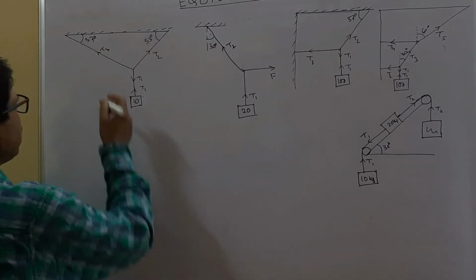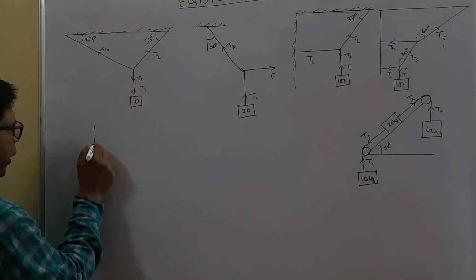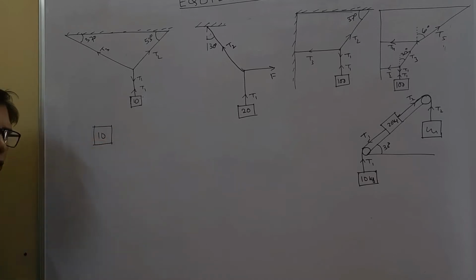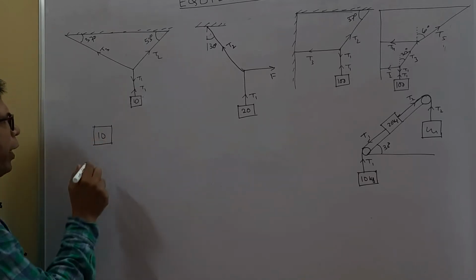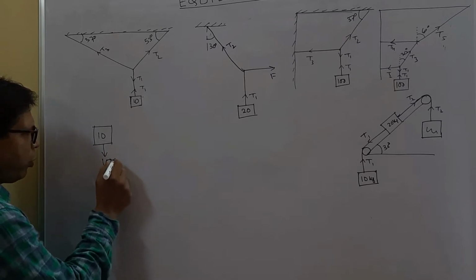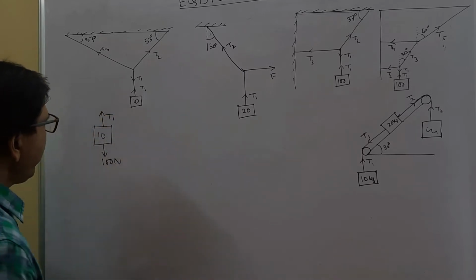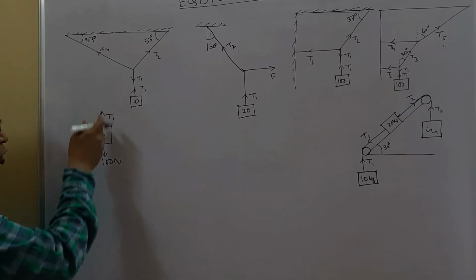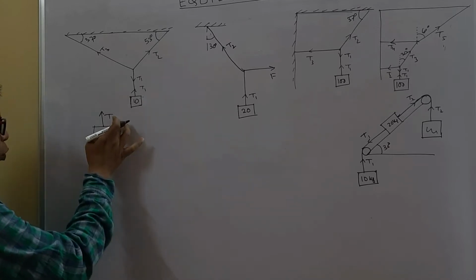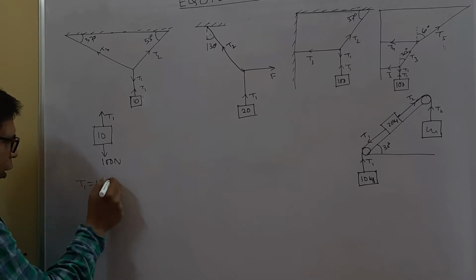Now look at this first problem. We have to draw the free body diagram of 10 kg. What is the free body diagram of 10 kg? This is 10 into 10, that is 100 Newton, and this is the tension T1 in the upward direction. As the body is in equilibrium, the sum of the forces along the y-axis is 0. Therefore T1 equals 100 Newton.